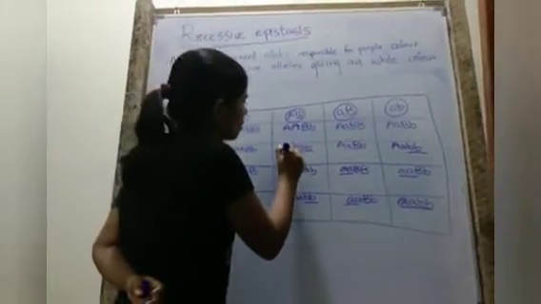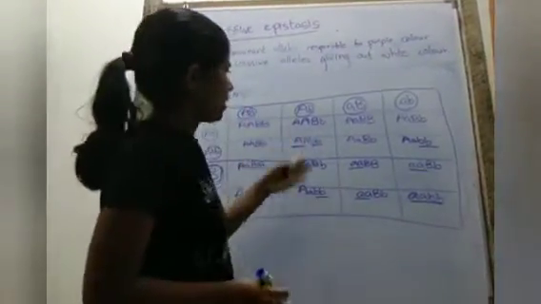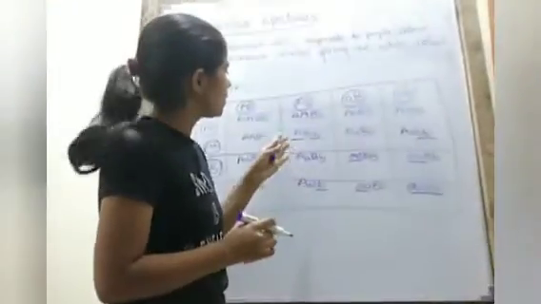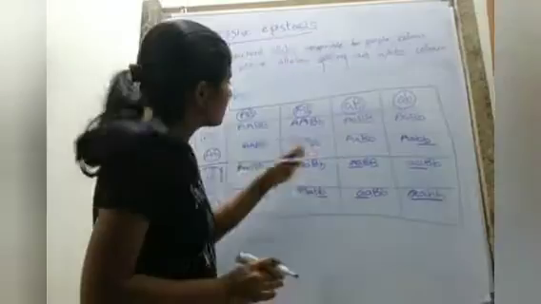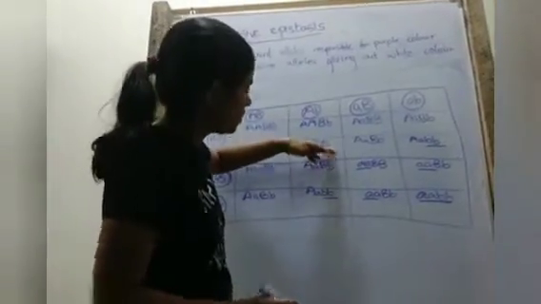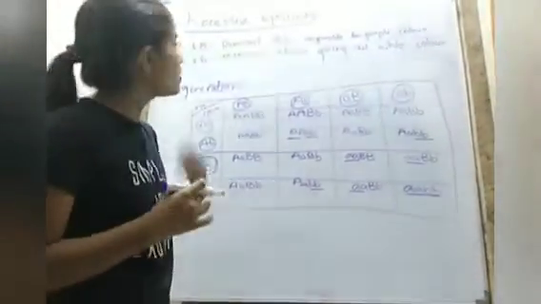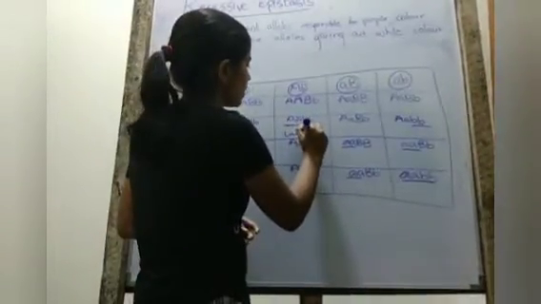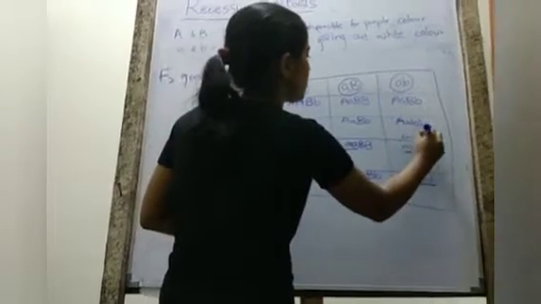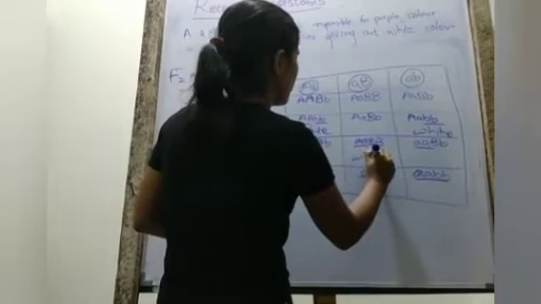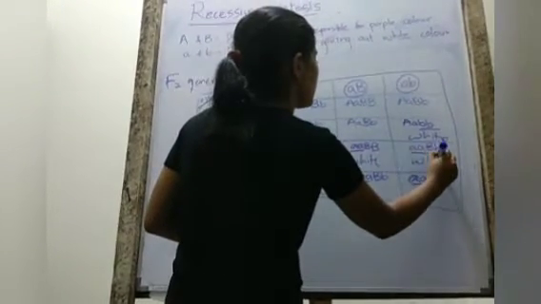Here we have two dominant alleles. Here also we have two dominant alleles. It doesn't matter whether these are dominant alleles or not. Since we have the homozygous recessive condition, this is able to suppress the two dominant alleles and give out white color. So that is the meaning of recessive epistasis. So let's write out. This is white. This is white. White. White. White.